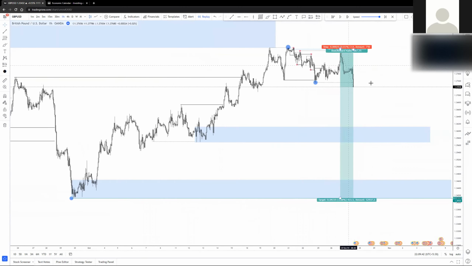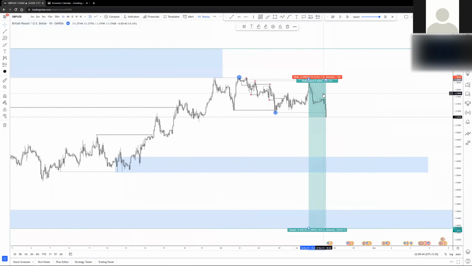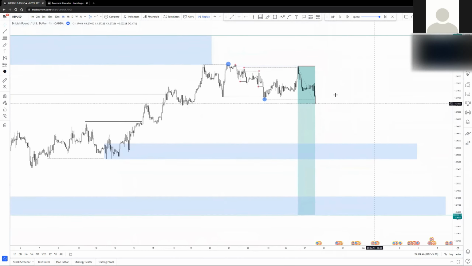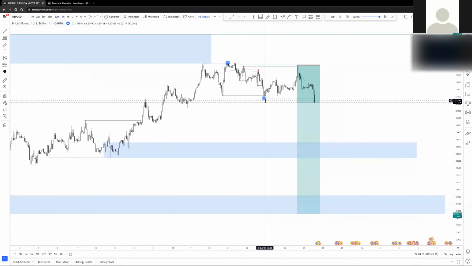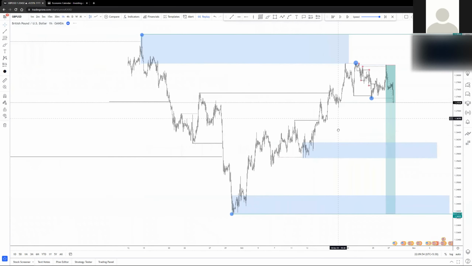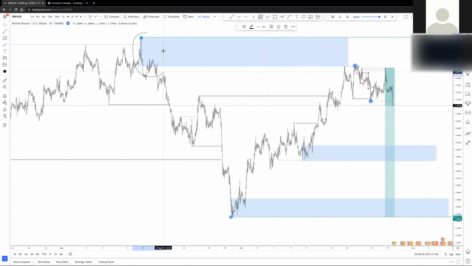Now, that's not 207% of my account. I don't risk 1%, but I'm just showing you. See that? 2 pip stop loss, 400 pip target. Because all of these were planned, you see how well organized these trades are, right?